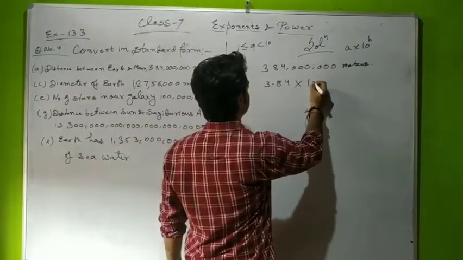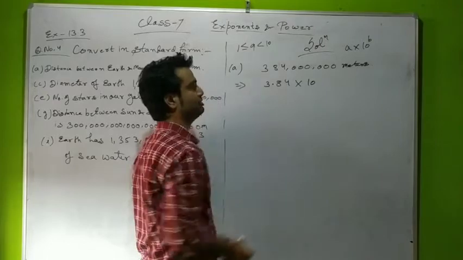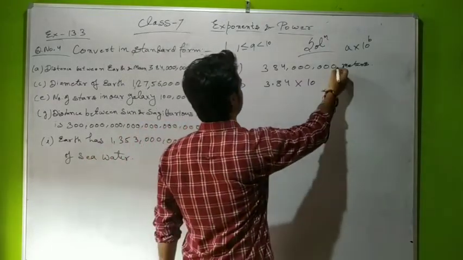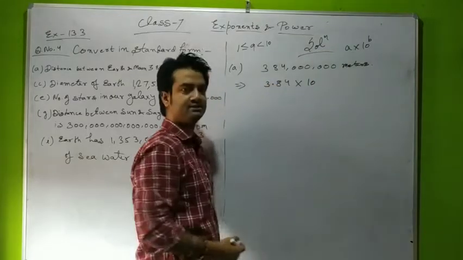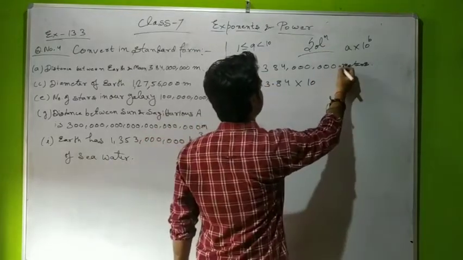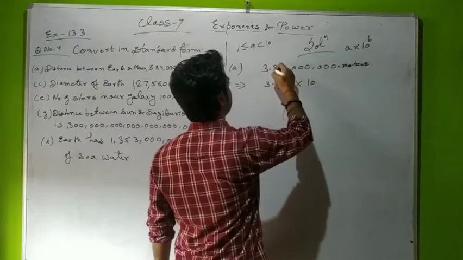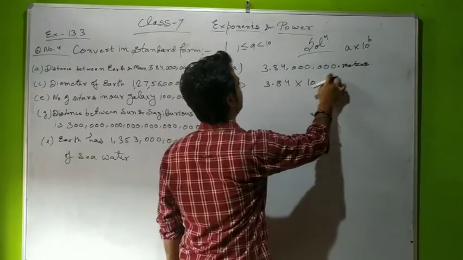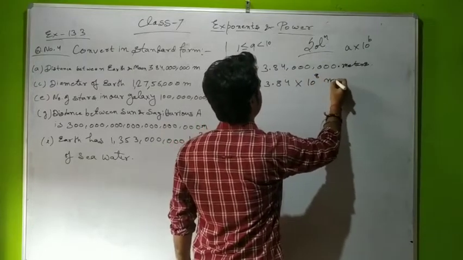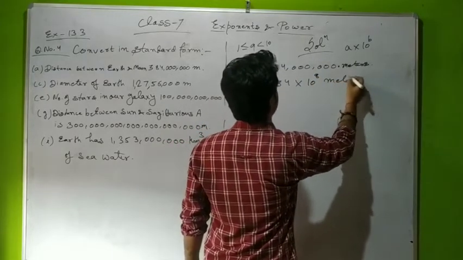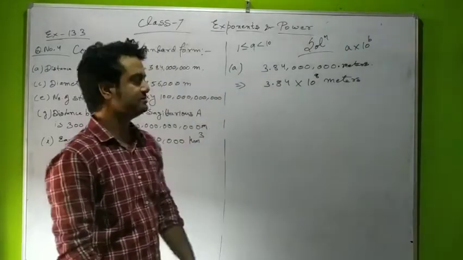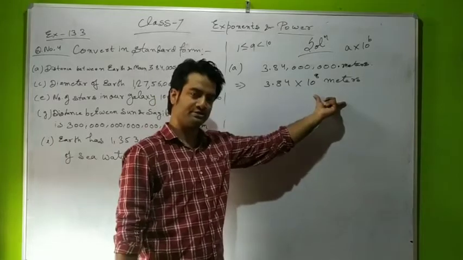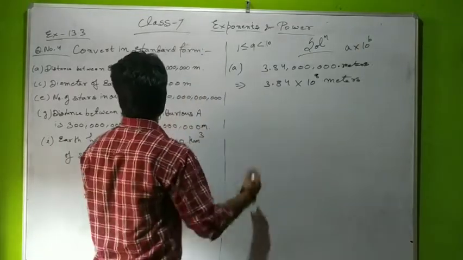And then how much power will the 10 get? What will be the value of b? The value of b is the number of digits the decimal has shifted. The decimal was in the beginning here, now it came here. So how many digits are there? 3, 3 and 2, that is 8 digits. So the distance between Earth and Moon is 3.84 into 10 raised to the power 8 meters. Easy? Okay, let's come to the next part.